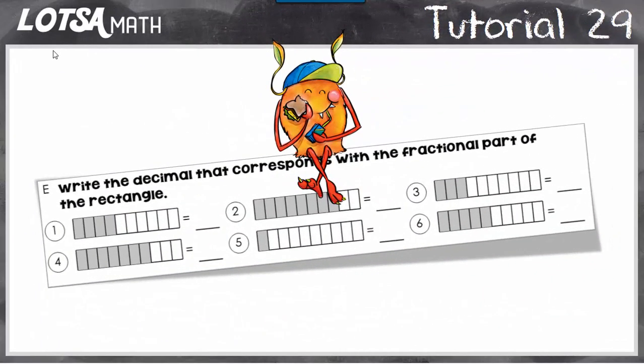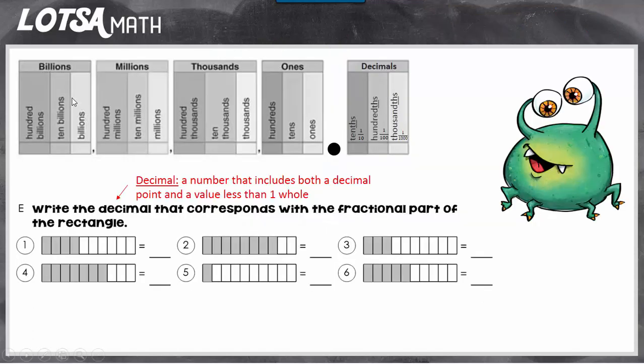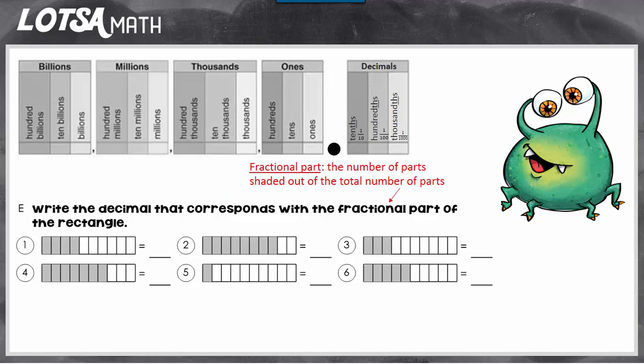For these types of questions, you're going to write a decimal that corresponds with a fraction. So let's look at what that means. A decimal is just a number that includes both a decimal point and has a value less than 1. So we're going to write that. We're going to make sure it corresponds or matches with the fractional part of the rectangle. A fractional part is just the number of parts shaded out of the total number of parts.